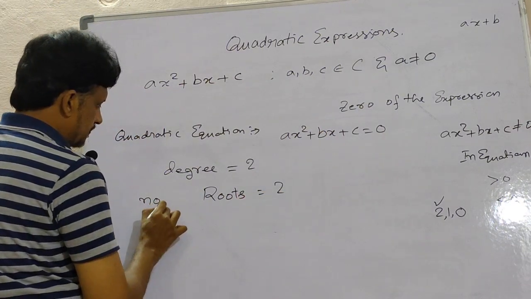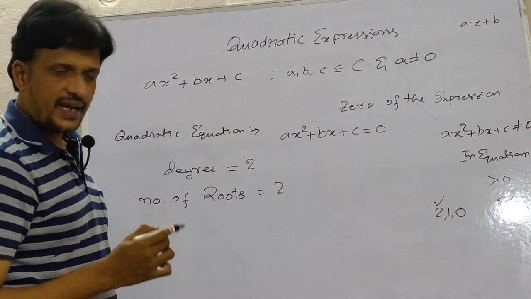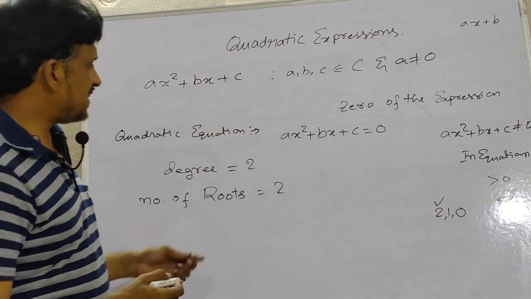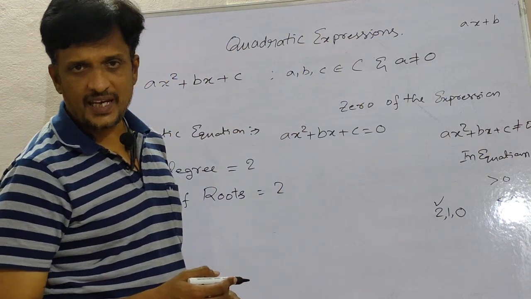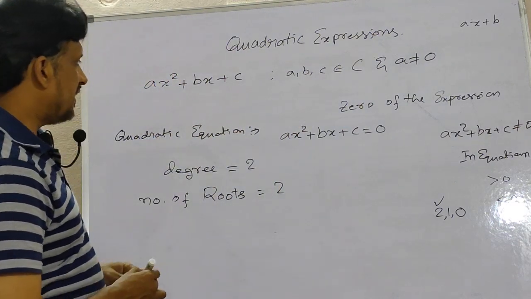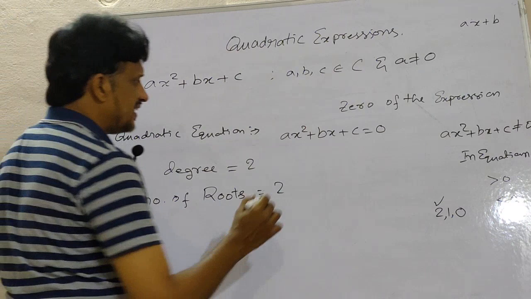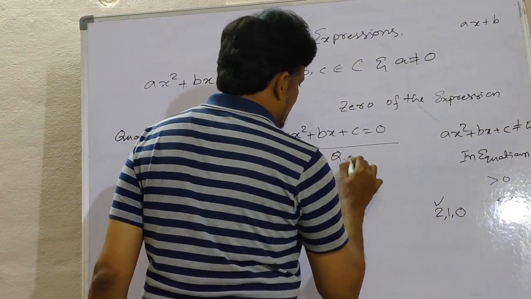Number of roots equal to 2. Again, what is the root? It is similar to the zero of the polynomial expression. So, ax square plus bx plus c is equal to 0 is the quadratic equation.